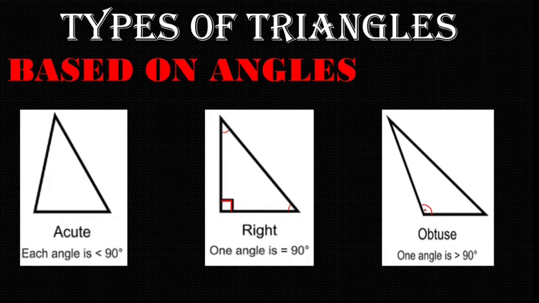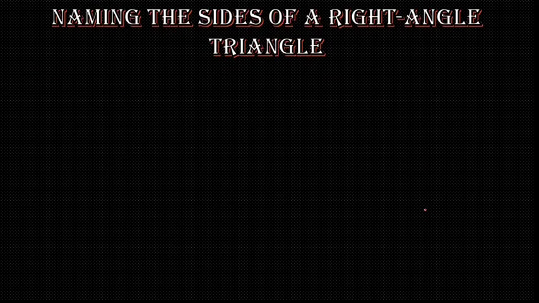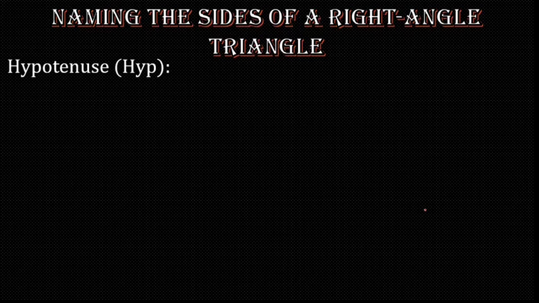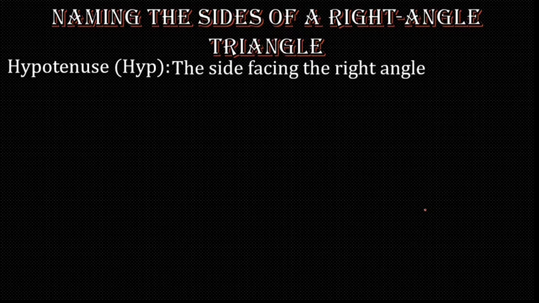Now that we've brushed up on our knowledge of triangles, let's proceed. Up next will be the naming ceremony of a right angle triangle. Yes, I said naming ceremony. Okay, so remember, a triangle has 3 sides. So does a right angle triangle. So we'll be having the first side as the hypotenuse. The hypotenuse is the longest side in the right angle triangle, or you could say the side facing the angle 90, facing the right angle.